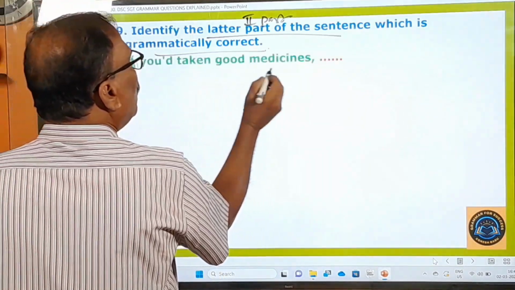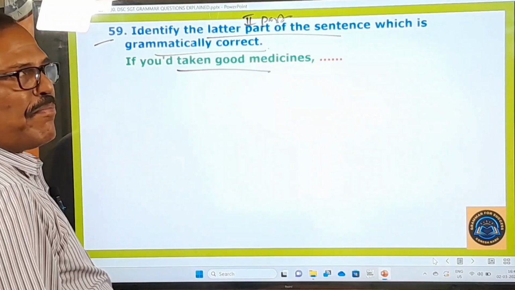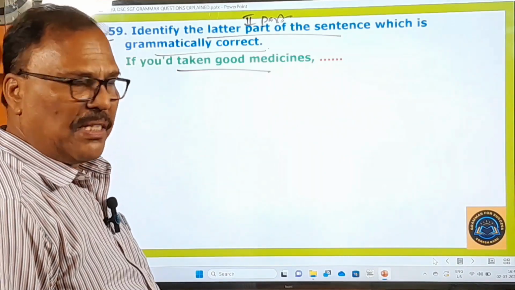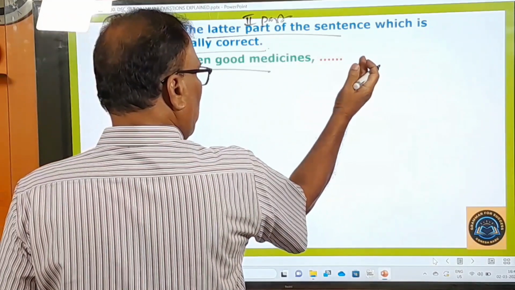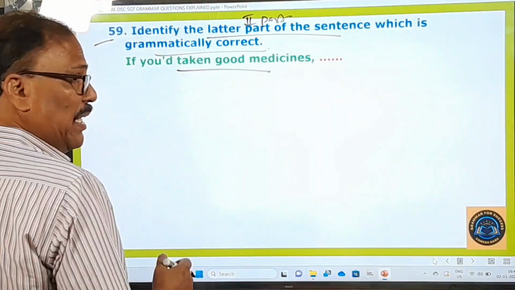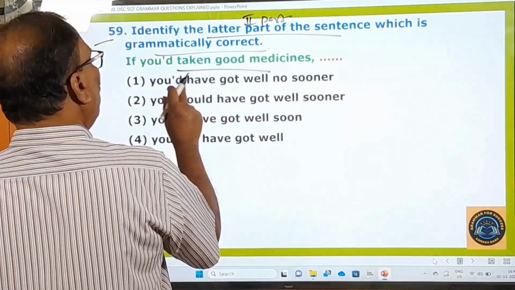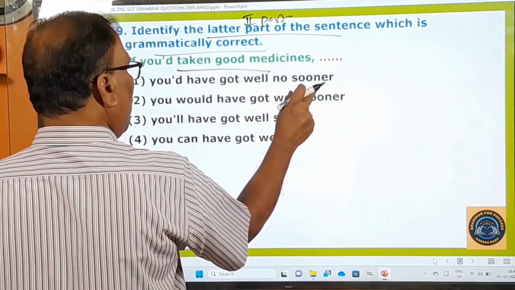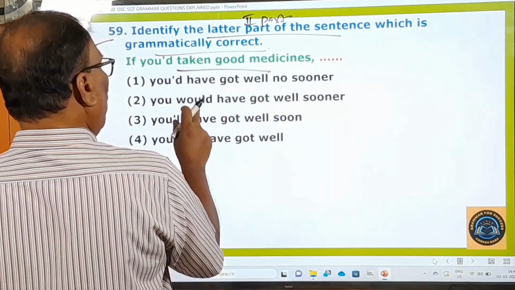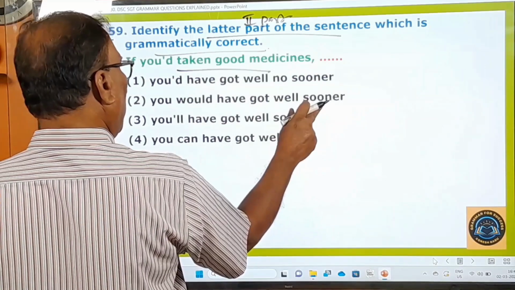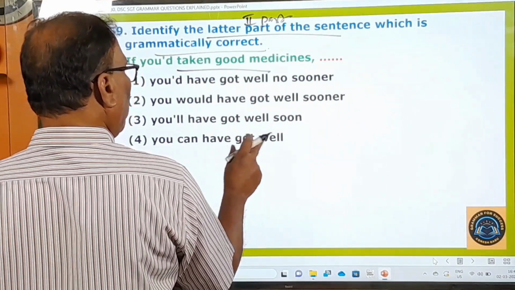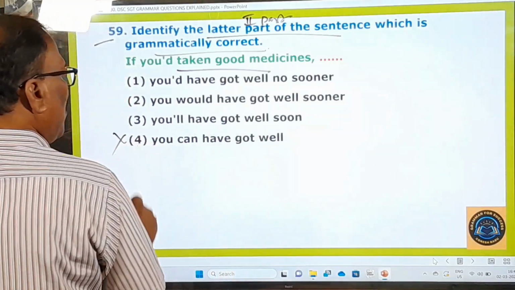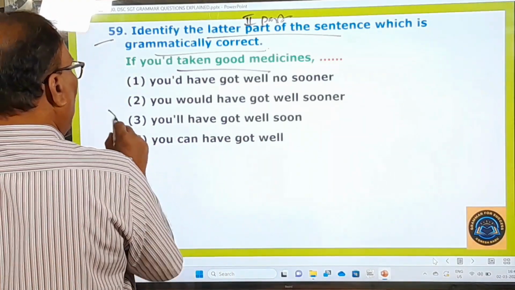"If you had taken good medicines." This is the first part of the sentence. And what should be the second part, which should be grammatically correct? Options: "You would have got well no sooner." "You would have got well sooner." "You will have got well soon." "You can have got well." So this fourth one is wrong.